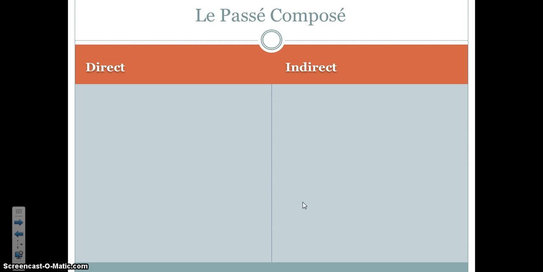And now we're going to look at the passé composé. There's two things that happen with the passé composé. Remember, passé composé is two parts, a helping verb plus a past participle.